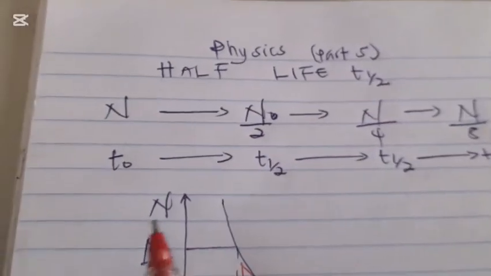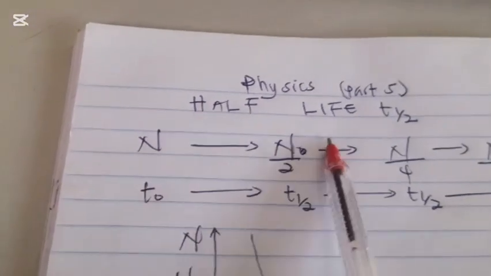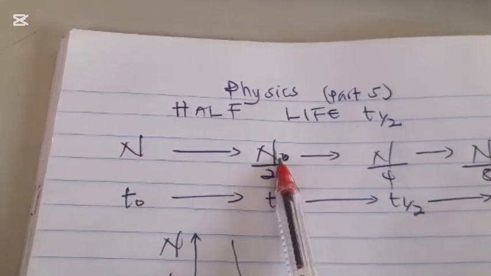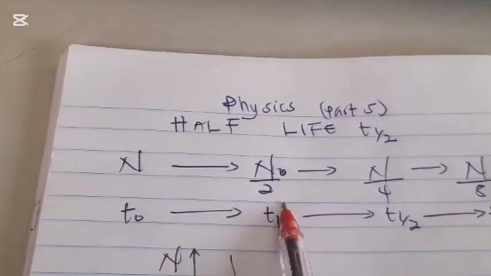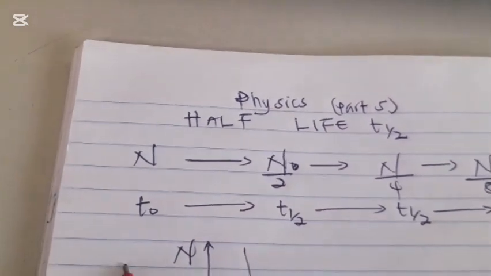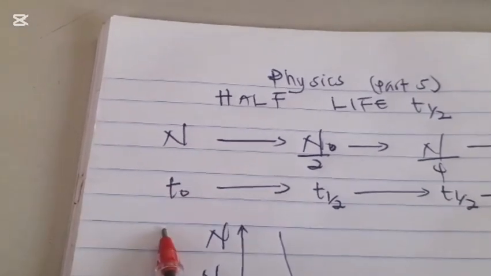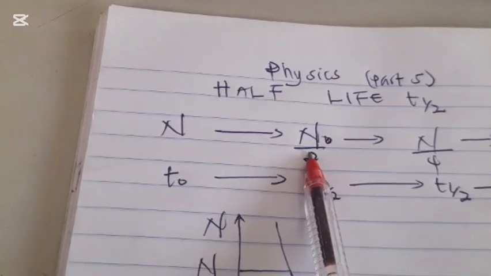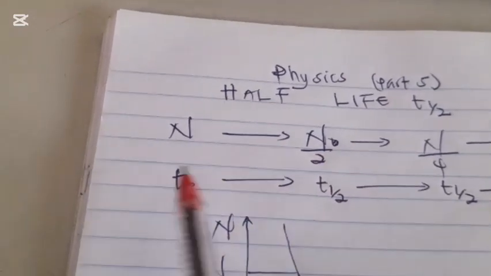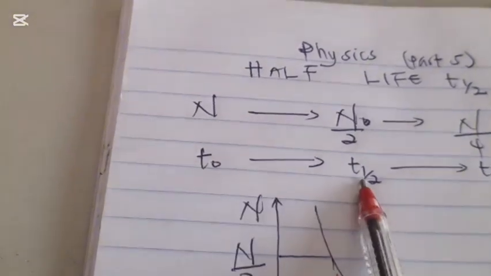So if you have a substance N, the time it takes for half of it, that's N over 2, from N naught to N over 2. When the original is N, the time is 0. For half of that thing to decay or to disintegrate, the time that it takes is what we call half-life. That is T half.